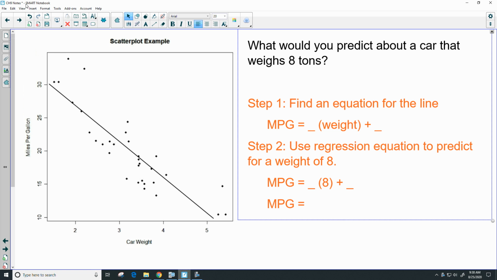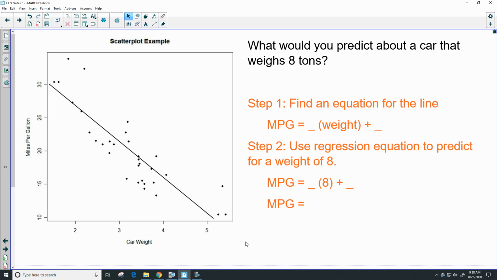Let's take a look at this example. In this example, we have a scatter plot that shows, looks like car vehicles. It has the car's weight, I would imagine that's in tons along the bottom, and their miles per gallon up on the y-axis.